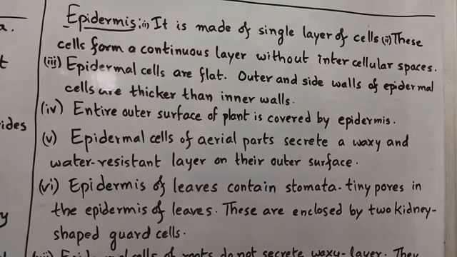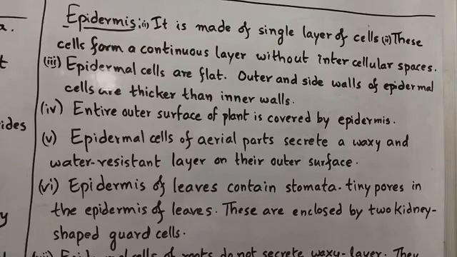So next is epidermis. Epi means above, derma means skin. So epidermis means the outer skin-like layer of plants. Epidermis is made of a single layer of cells. Unlike parenchyma, collenchyma and sclerenchyma, which have a few layers of cells, epidermis is made of a single layer of cells.